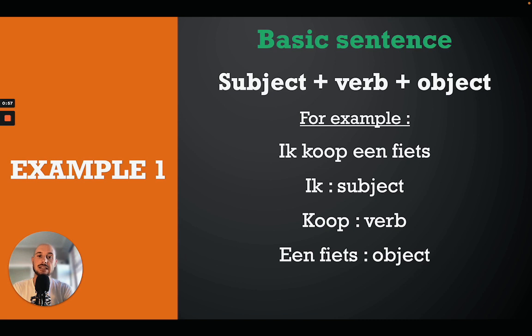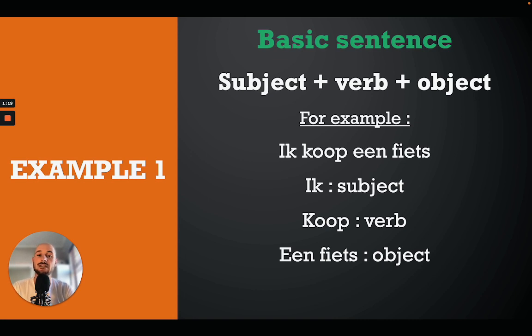Well, basically example 1 is: ik koop een fiets. I buy a bicycle. Right, so ik, that would be our subject, it's in front. Then we have koop, just like in English, I buy, ik koop, so our verb follows our subject, from the verb kopen, to buy. And then een fiets as your object.